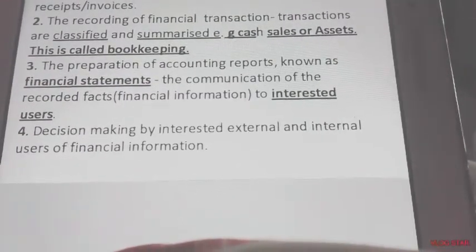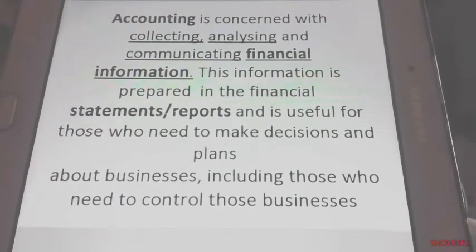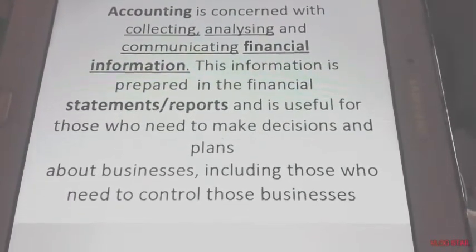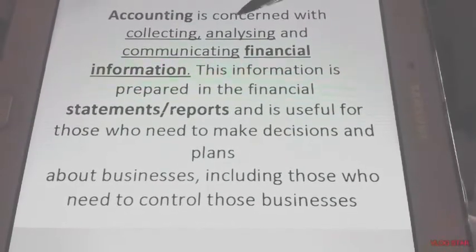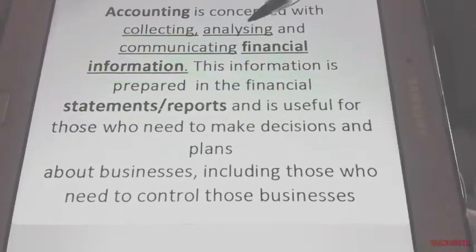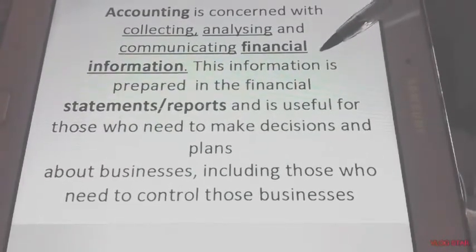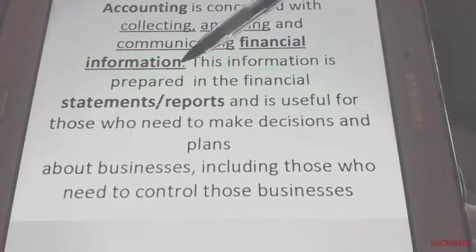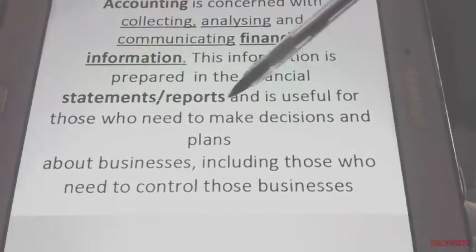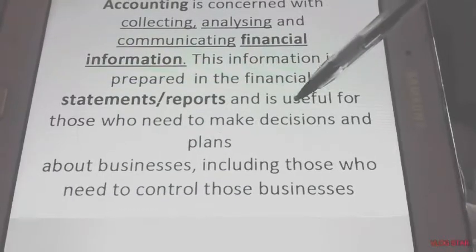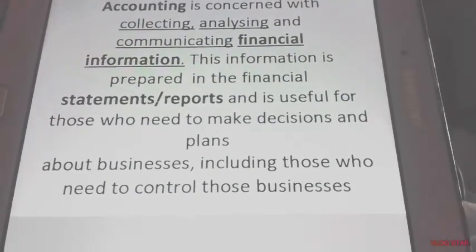So let's continue with the definition of accounting. Accounting is concerned with collecting, analyzing, and communicating financial information. This information is prepared in financial statements or reports, and is useful for those who need to make decisions and plans about business, including those who need to control those businesses. So this is what accounting is.